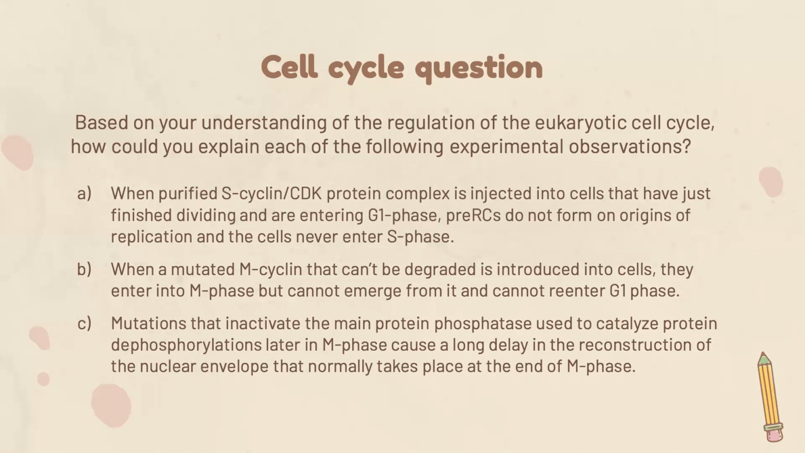Next one, when a mutated M-cyclin that can't be degraded is introduced into cells, they enter into M phase but cannot emerge from it and cannot re-enter G1 phase.